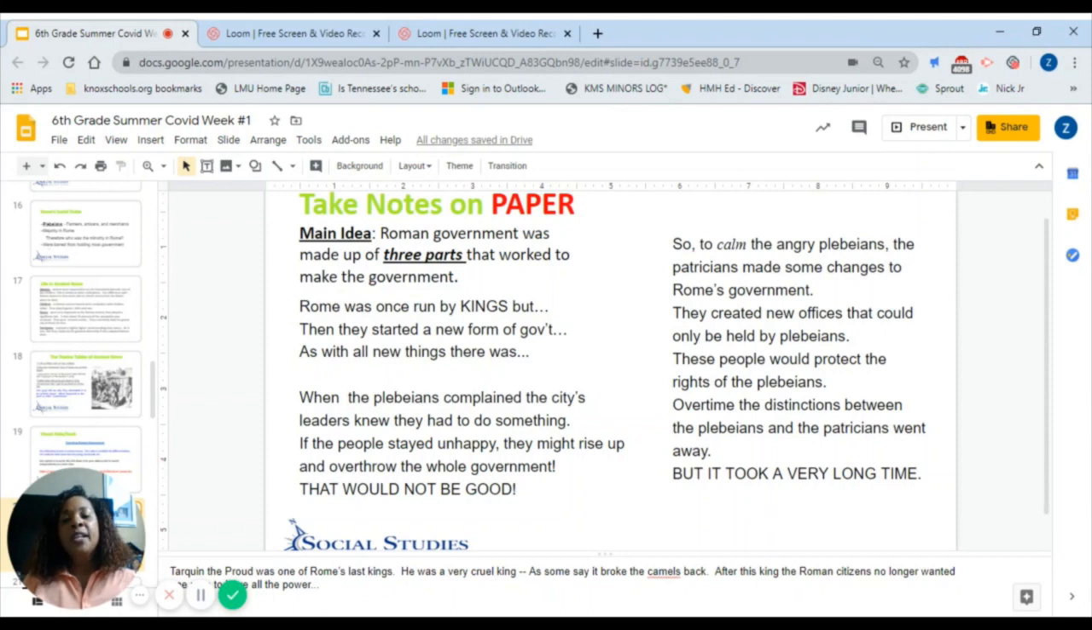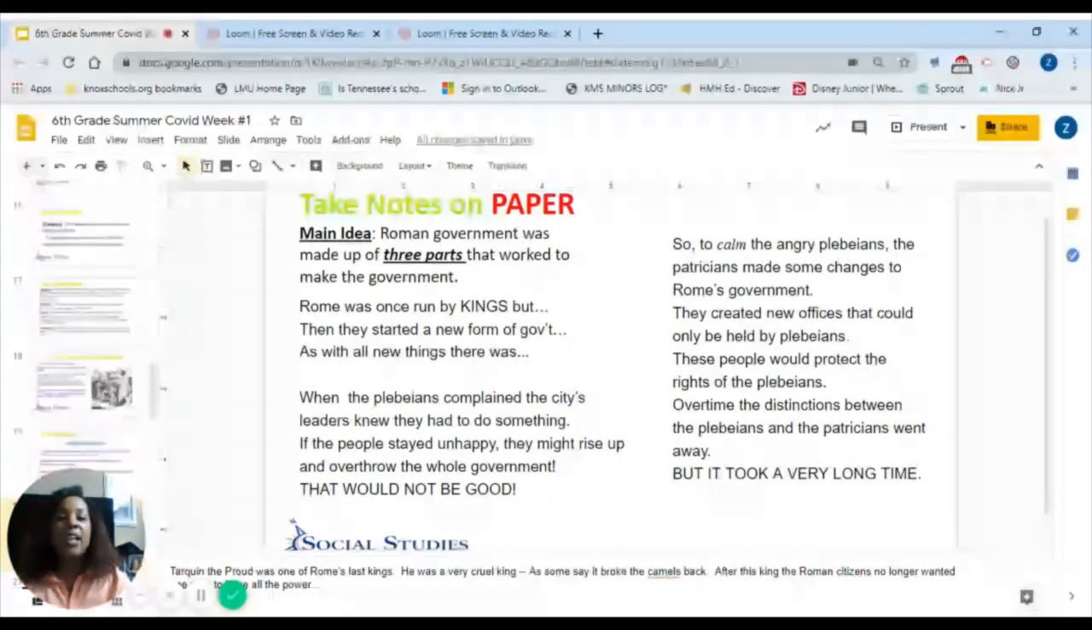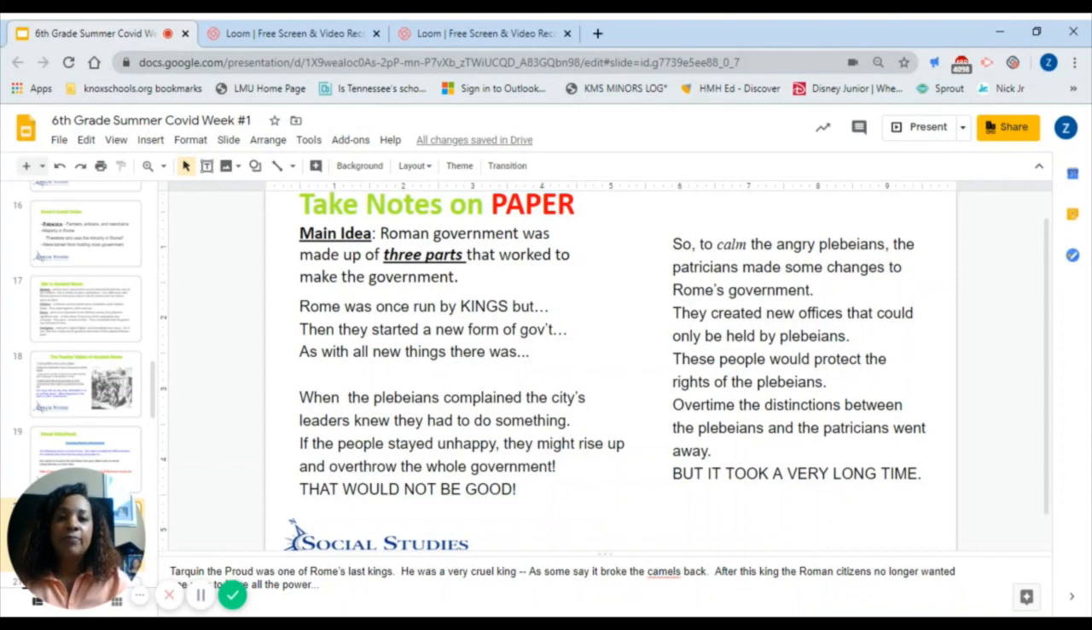Roman government was made up of three parts that worked to make the government. We know that Rome was once run by kings, but why not anymore, right? The kings were cruel. They didn't want any one man to have all the power anymore. That's why they created the what? That's right, the Republic.